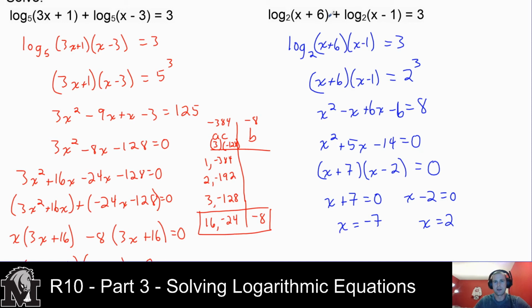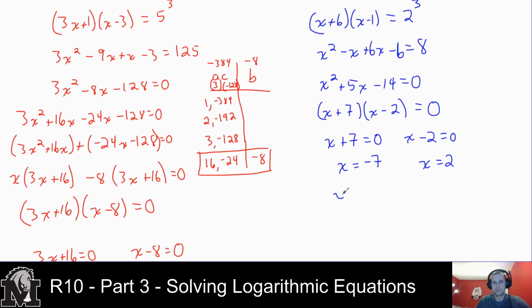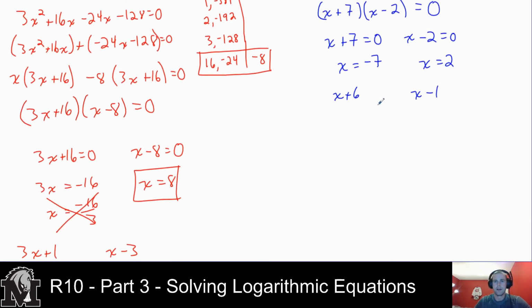Again, we have to check our solutions with each argument to make sure that our arguments are positive. If the argument is negative, we have to cross out that solution. So x plus 6 and x minus 1 are my arguments. So let's plug in the -7. -7 plus 6 is -1. So I don't even need to plug it into this other one. I know that this one does not work. And you actually have to show that you get that solution and then reject it. So you have to get it and then throw it away.